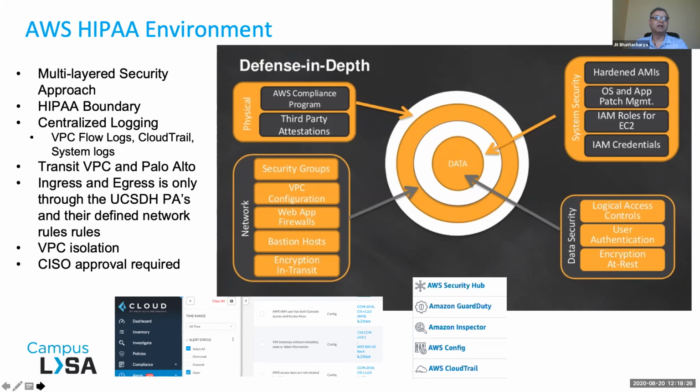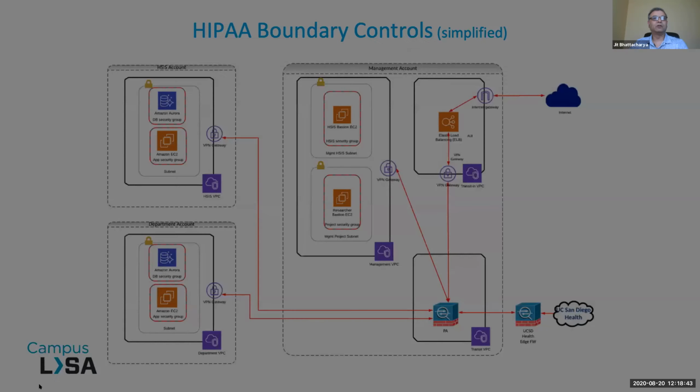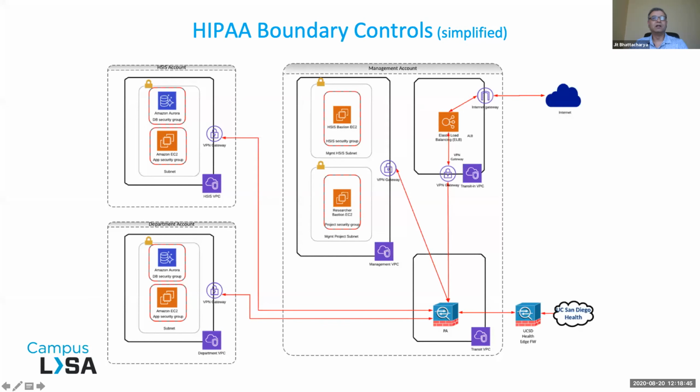It is isolated and nobody has access to it other than security personnel. And we capture all sorts of logs, from network logs to config logs and systems and database logs, that are captured in that central location. Also, we do follow the rules about VPC isolation. This slide shows you how the boundary controls are maintained.